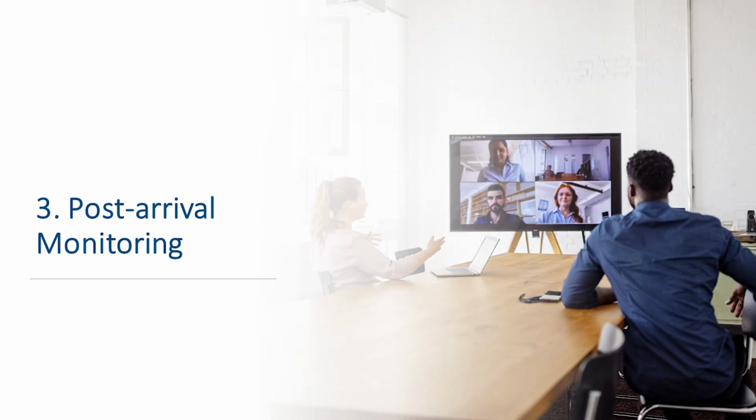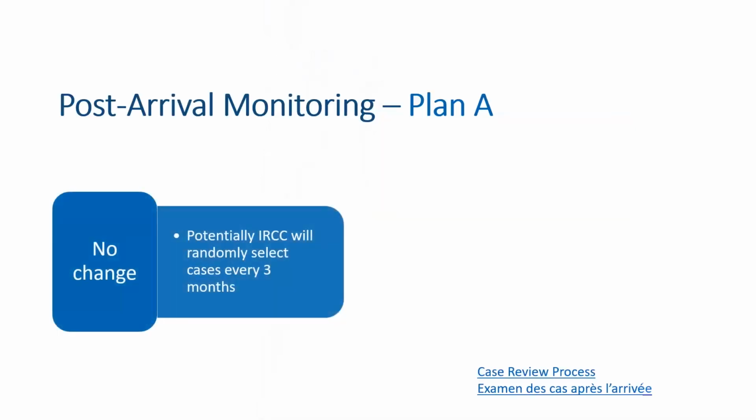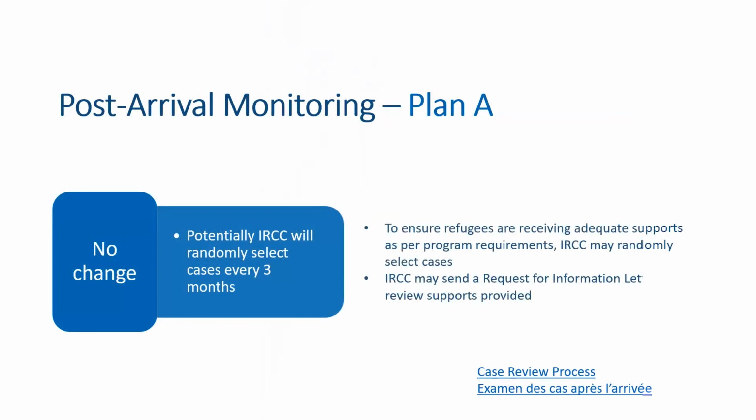The third of the 5 components is post-arrival monitoring, and there's no change here because, again, you're in Risk Management Plan A, which is the lowest risk category, and it's business as usual where ISCC will randomly select a sample of cases every 3 months, just as they do now, and they will still initiate that process by sending you the request for information letter.